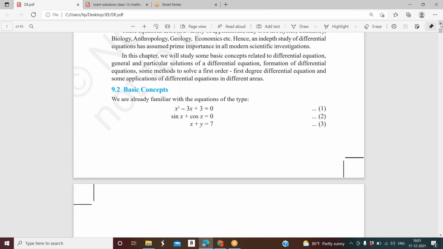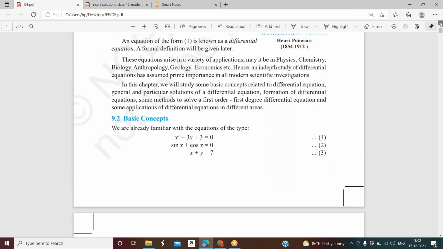What is a differential equation, and what is the degree and order of the differential equation? What does it mean? Then solutions of differential equations. There are two solutions we are going to discuss: one is the general solution and another one is the particular solution. So general and particular solutions of a differential equation. And then formation of differential equations. So these are all we are going to learn in today's class.